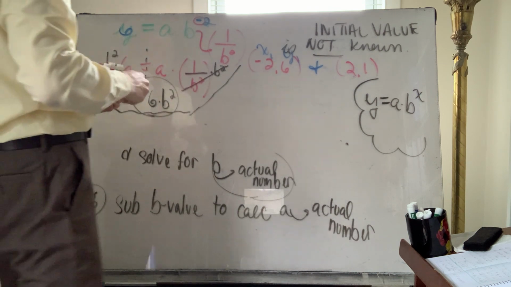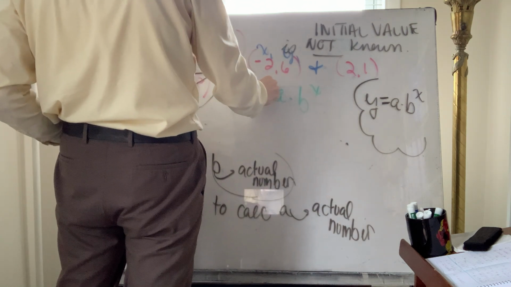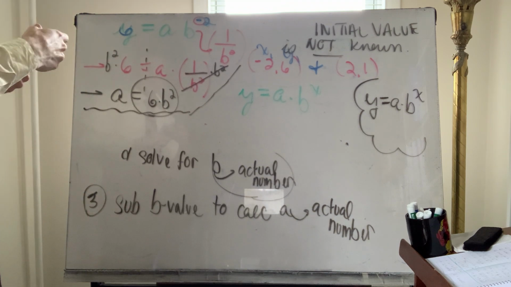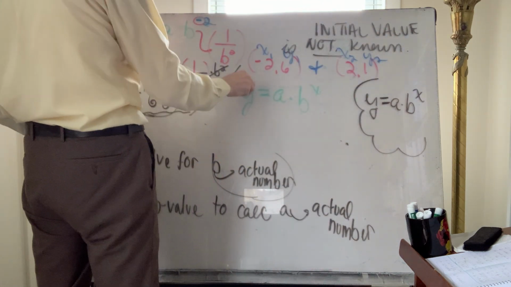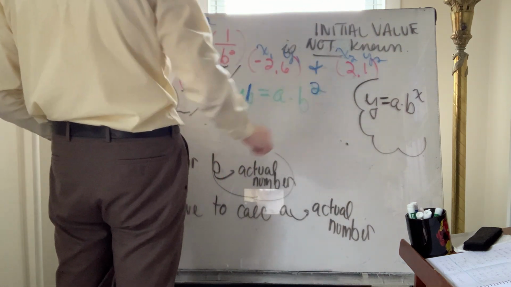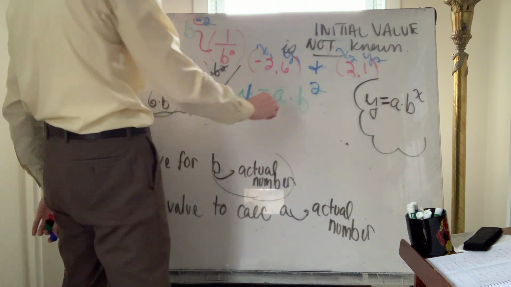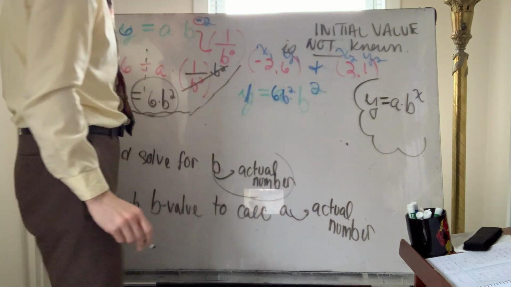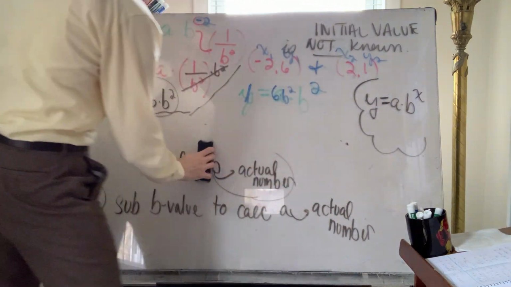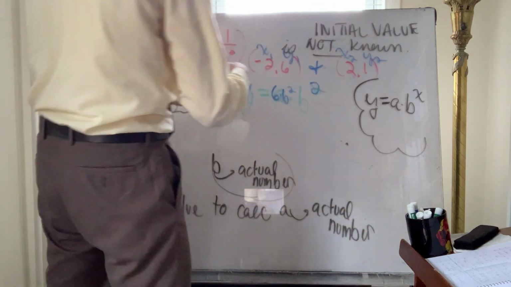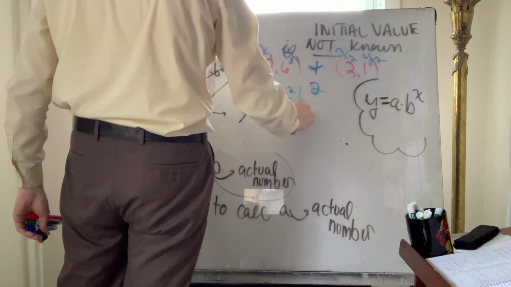So here's the model again. Y is equal to a times b to the x. And I'll put in the numbers 2 and 1. A 1 here, very easy to work with. A 2 here, relatively easy to work with. And in place of a, this value that is 6b squared. And I have to clean it up just a little bit. You get, let's see, 1 is equal to 6 times b to the 4th.